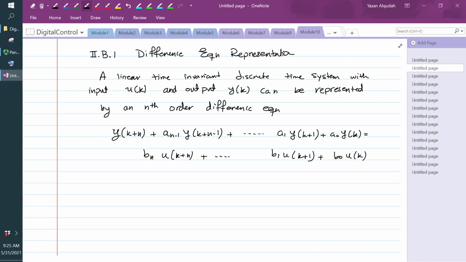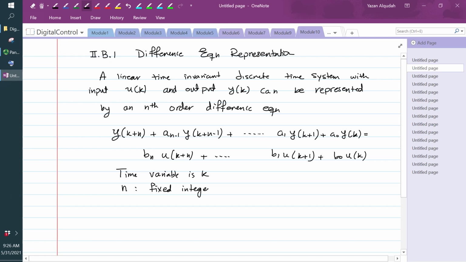Now the time variable here is k, and n is a fixed integer that we call the order of the difference equation.